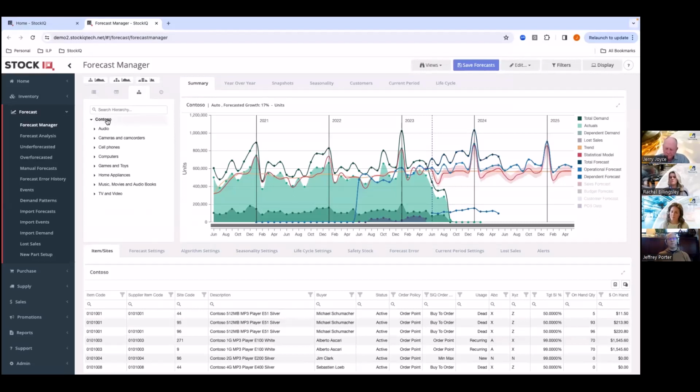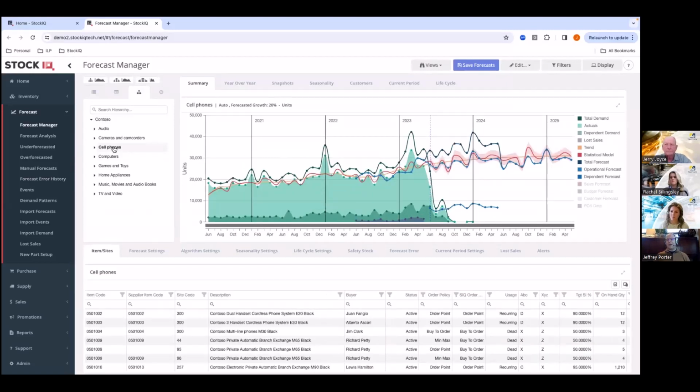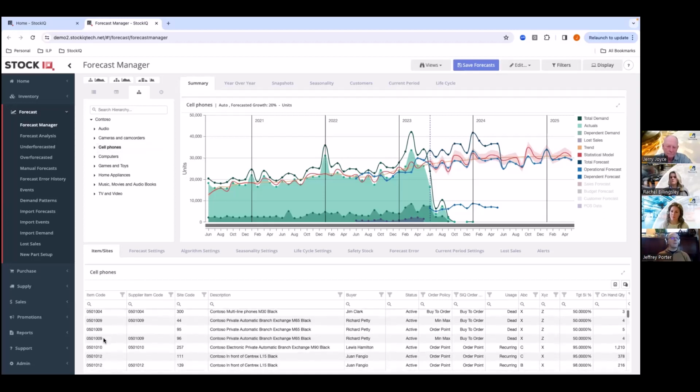You will notice in my overall hierarchy here, we've established a roll-up of these individual categories. For instance, if one of my categories is cell phones, I can generate and develop a forecast based on a roll-up of everything that fits in that overall category. You'll notice down here on the bottom that we have this category cell phones. There are individual SKUs represented down in here at multiple locations.